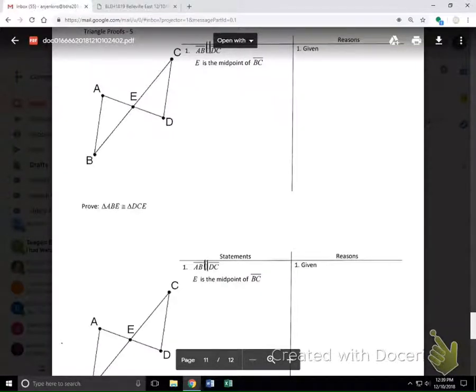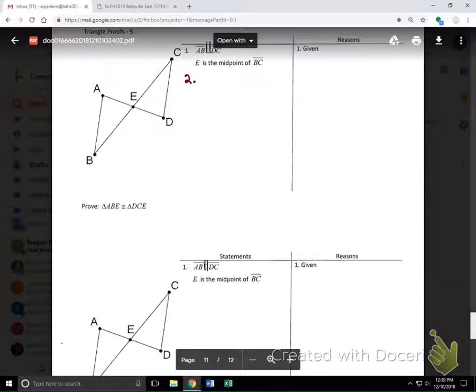Okay, so for our next one, we want to prove that triangle ABE is congruent to triangle DCE. And we are given the fact that AB is parallel to DC and that E is the midpoint of BC. Again, it's written out for you. Tomorrow it won't be, so you're going to have to remember to do that. So stay at part 2. We want to show what we know.